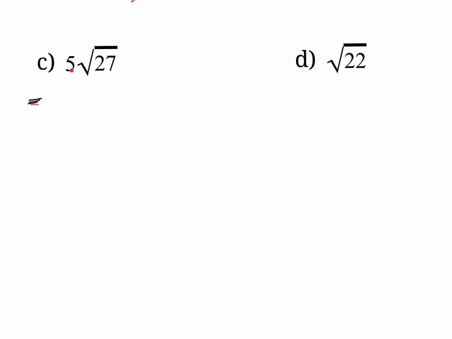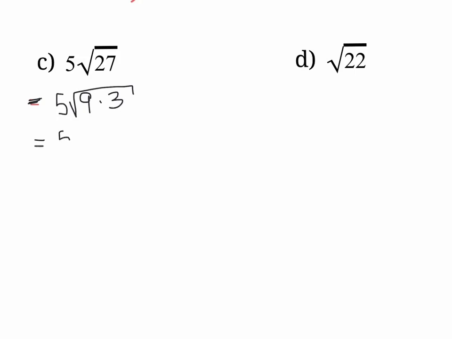So this is 5 times the square root of 27. So we're trying to simplify this guy. 5 is already simplified, so I'm just going to leave 5 alone. And I'm going to see if I can break up 27 into any factors that are perfect squares. So going through our list, I can see that 27 is divisible by 9. So 9 is a factor, and 9 is also a perfect square. So we can break up the root of 27 into the root of 9 times 3.